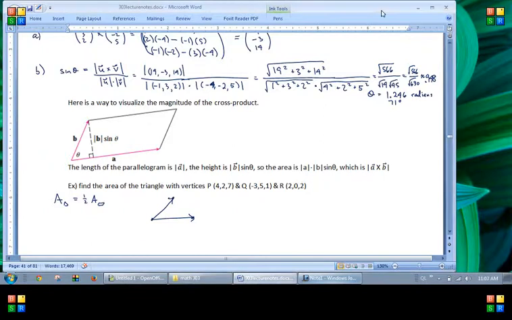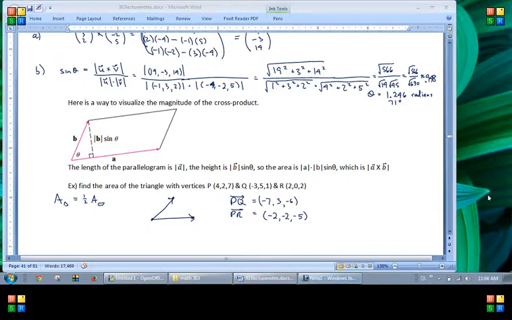So we can make any 2 vectors, so let's just do it however we like. So the vector PQ equals -3 minus 4, so that's -7. 5 minus 2 is 3. And then 1 minus 7 is -6. And let's say PR is 2 minus 4, so that's -2. 0 minus 2, that's -2. And then 2 minus 7 is -5.